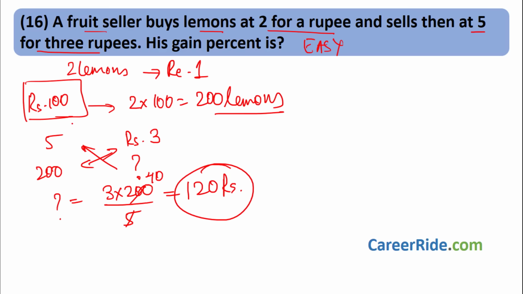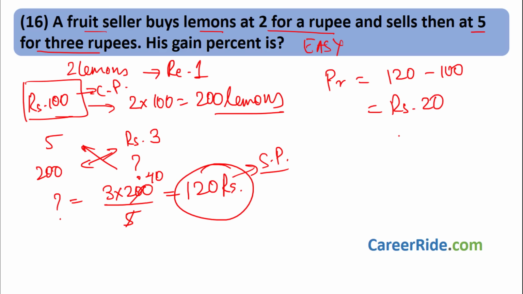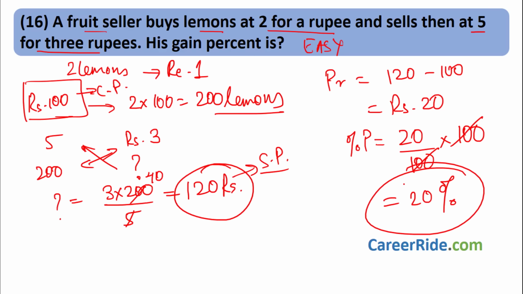Now the fruit seller had 100 rupees with which he bought the lemons. That means this becomes his cost price for the lemons. 120 becomes the selling price for the lemons, because he sells all the 200 lemons for 120 rupees. What is the profit? 120 minus 100, rupees 20, right? What is the profit percent? That is profit in rupees divided by cost price multiplied by 100, 20%. See how easily we got the answer.